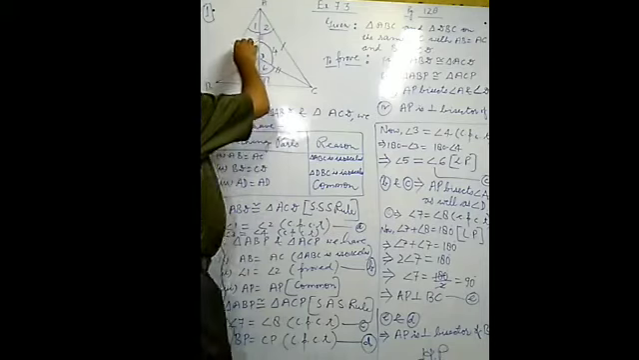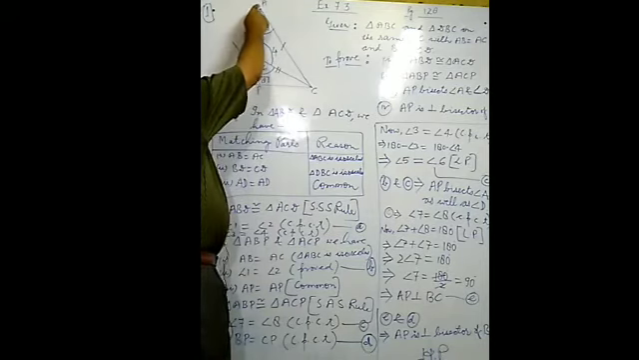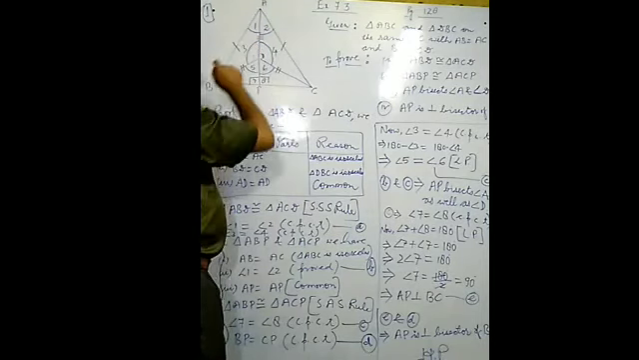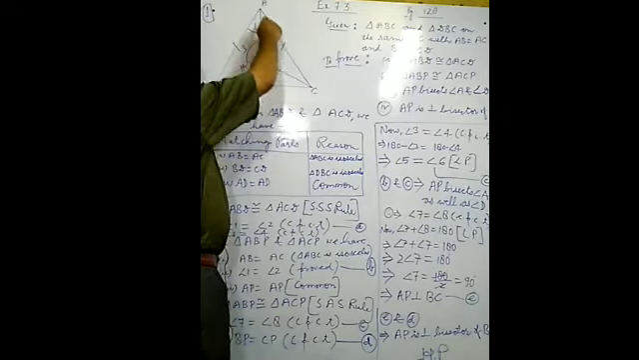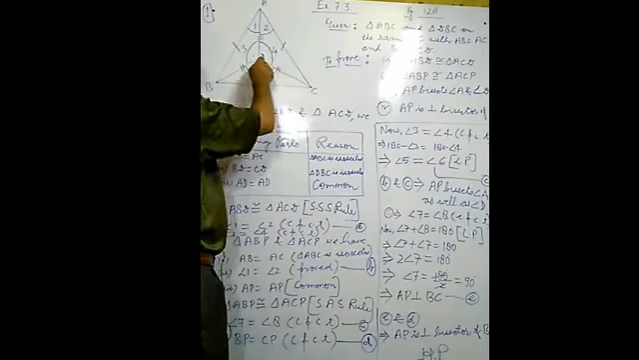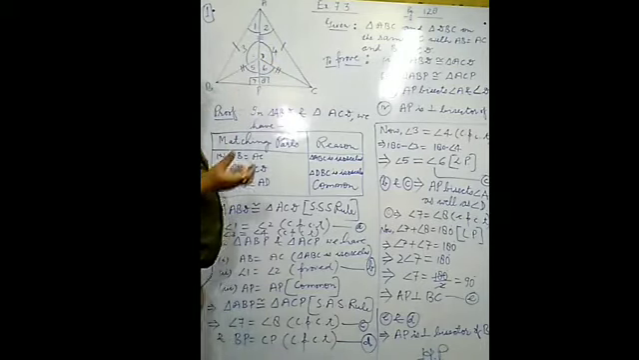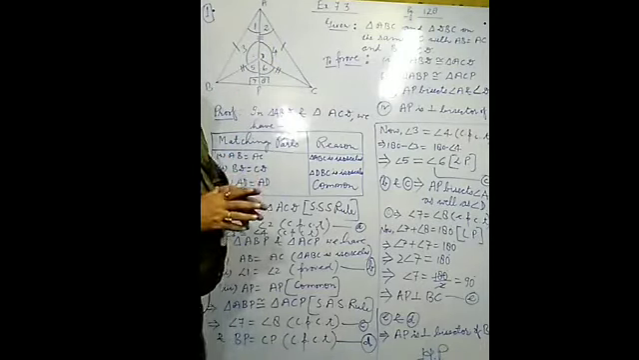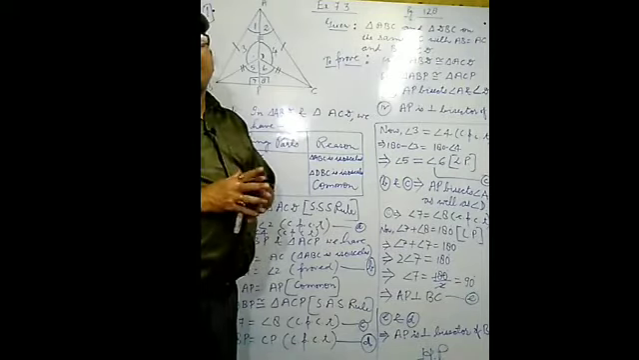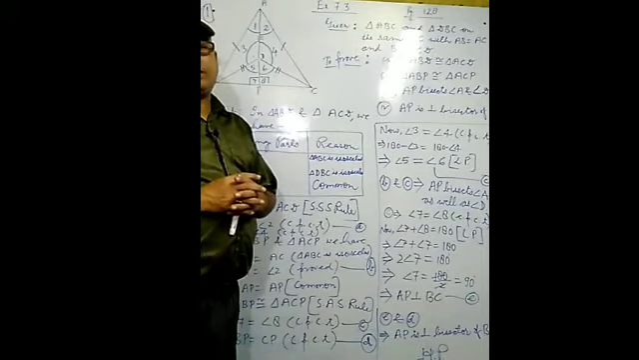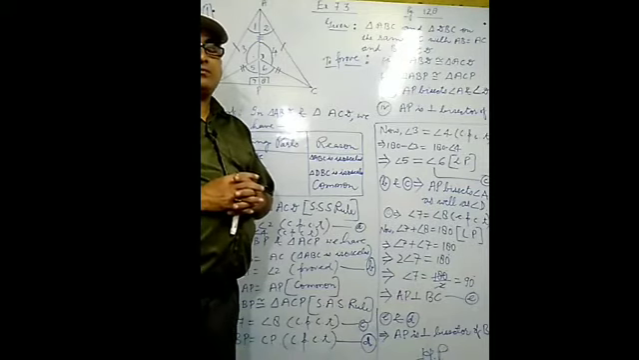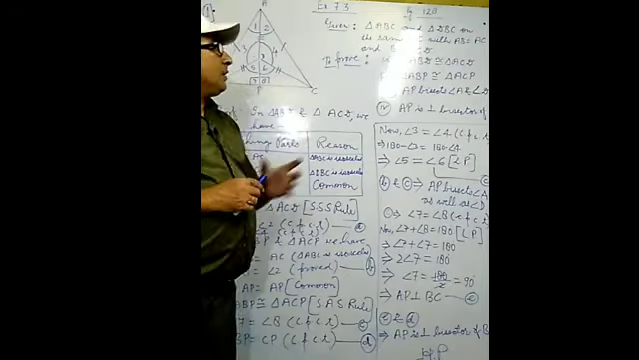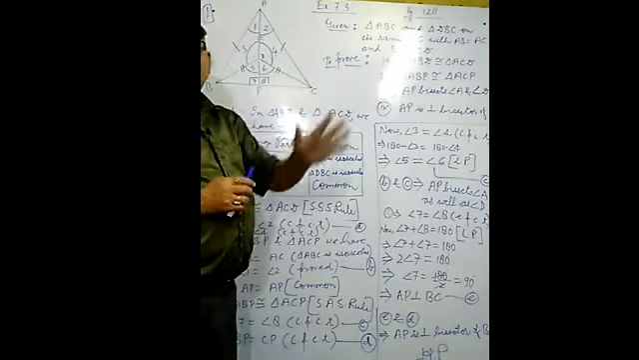What is the name of this particular triangle? Triangle ABD. And what will be the name of this particular triangle? Triangle ACD. And which criterion is applied here? Side criterion is adopted here. SSS is adopted. SSS means side-side-side. In this way, the first part of this question is proved here.